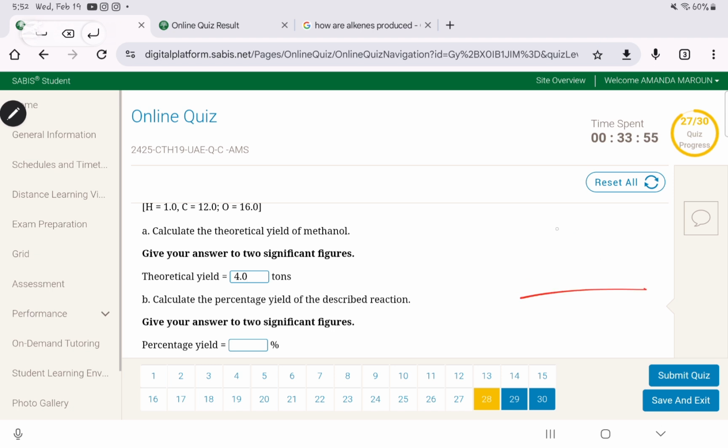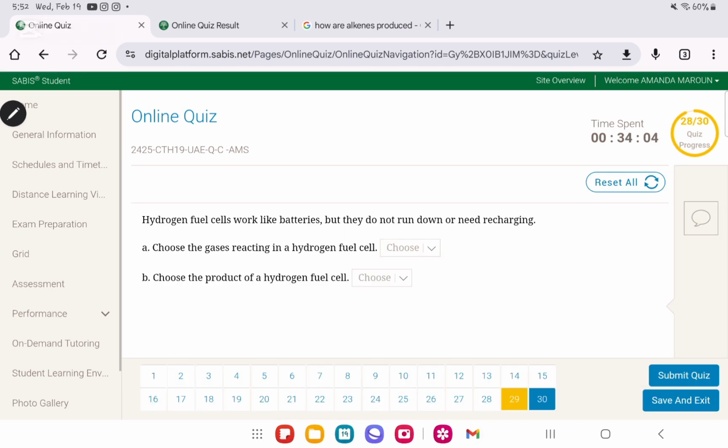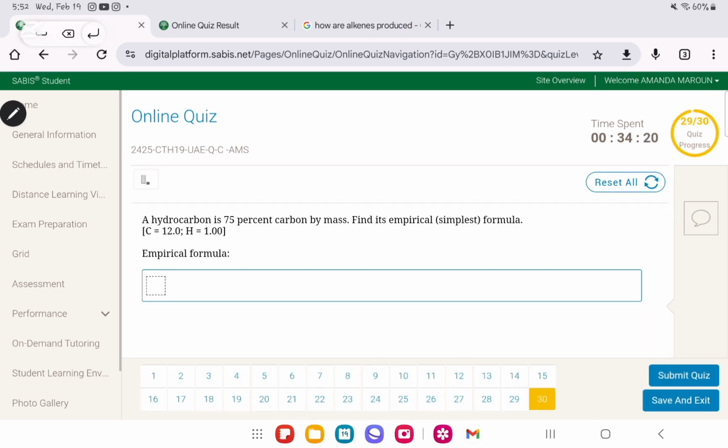Now the percentage yield is actual yield, which is 3, over theoretical times 100. If you put it on your calculator, you are gonna get 75%. We move on to question 29. Hydrogen fuel cells work like batteries, but they do not run down or need recharging. In a hydrogen fuel cell, just remember it's only hydrogen and oxygen, and their product is always H2O. Now, finally, a hydrocarbon is 75% carbon by mass. Find its empirical or simplest formula.